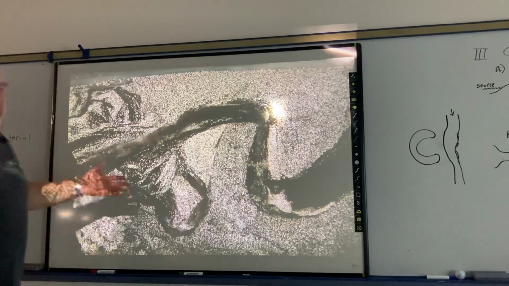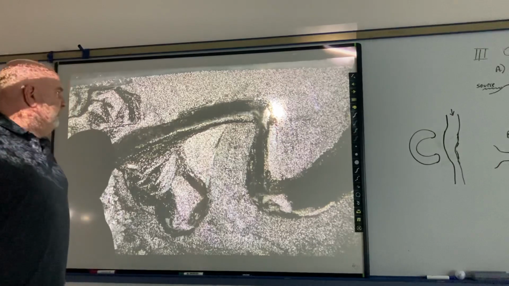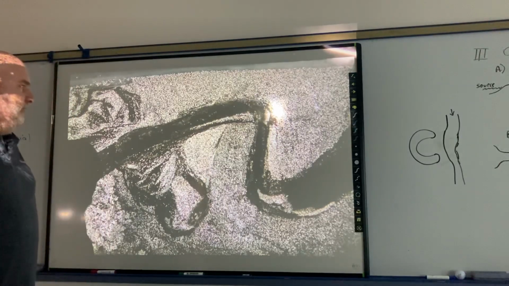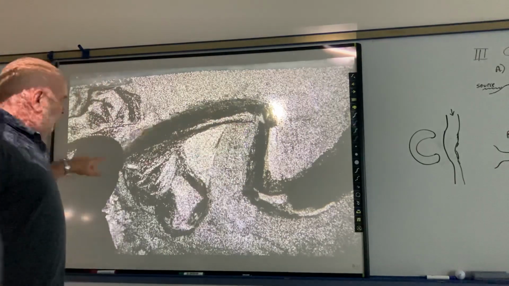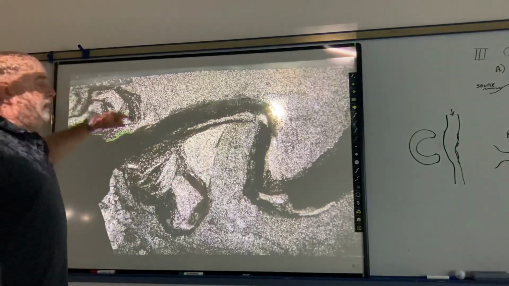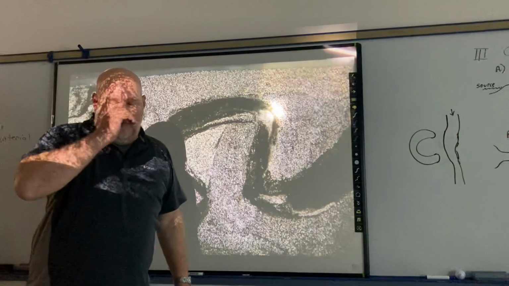So this is only a stream table, but rivers basically do the same thing in real life as well. All right? So if you see lots of meanders and then some oxbow lakes, you know it's a mature river valley. All right.